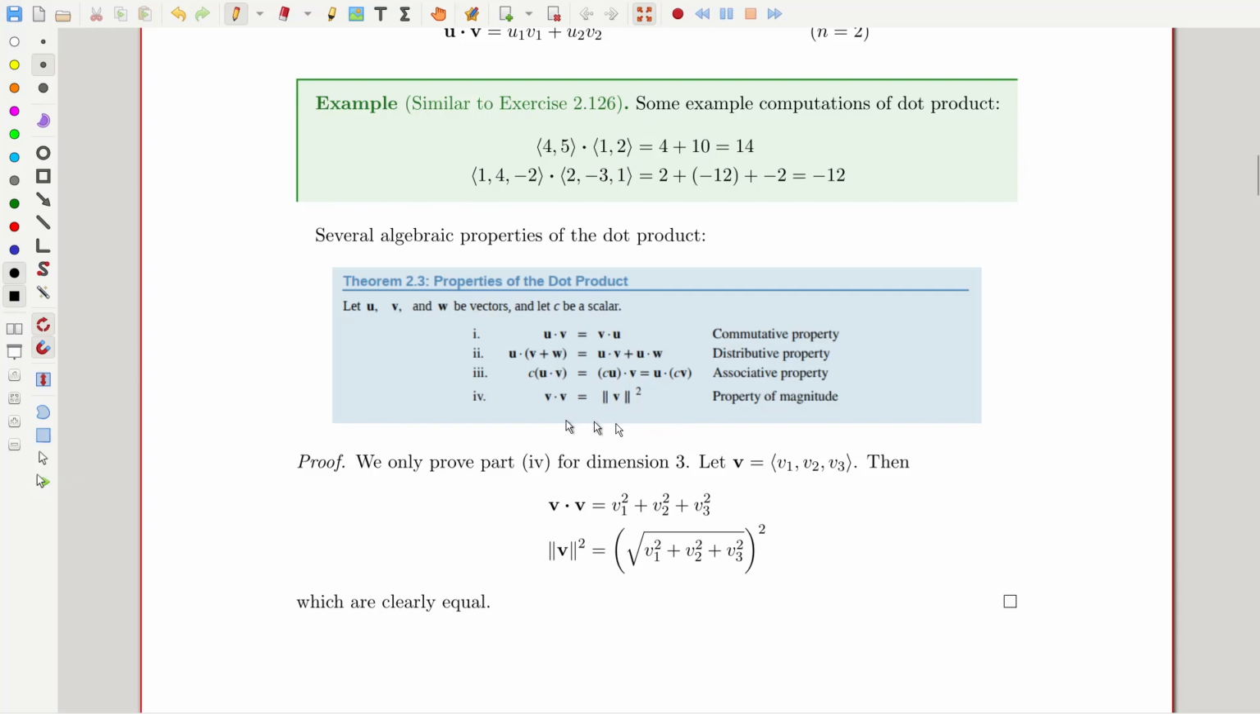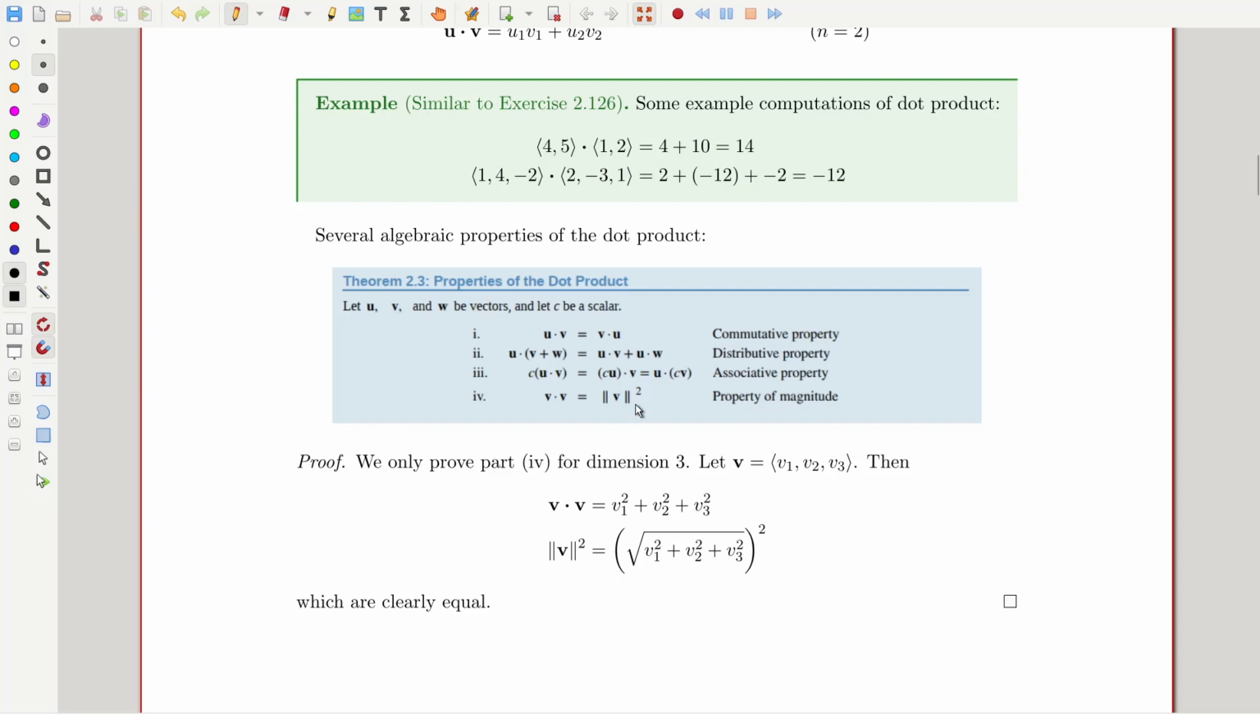And this I thought was important enough that I actually wanted to show how you prove this result. So focusing on dimension 3 specifically, your vector v would be written in component form as v1, v2, v3. And if you just calculate out both sides of this equation, v dot v, you're taking the product component-wise, and then you're adding up all these terms. And so you get v1 squared plus v2 squared plus v3 squared.